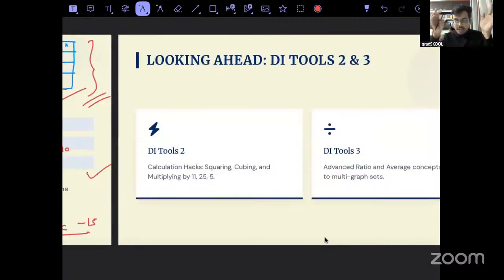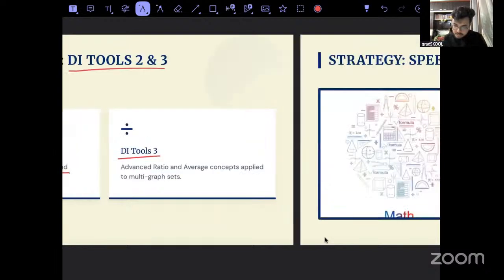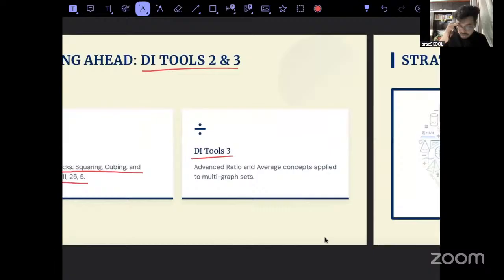So what we are going to cover going forward is, there are 2 kinds of tools we'll look at. Right now I made you understand the basics. So going forward we'll have DI tools 2, DI tools 3. The next step will be squaring, cubing, and multiplying. This is DI tool. Sorry, my bad.